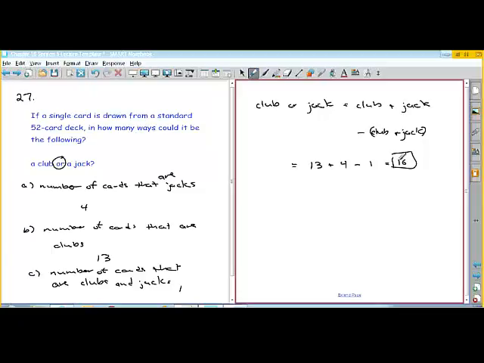So the chances, if you go to probability, which is the next chapter, if I said what's the probability of getting a club or a jack? Well, probability is the number of events divided by the total number of possible events. Well, the event is it a club or a jack? So you take 16. The total number of possibilities are the total number of cards, which is 52. So the ratio of those 2 numbers would give you the probability of picking a club or a jack.